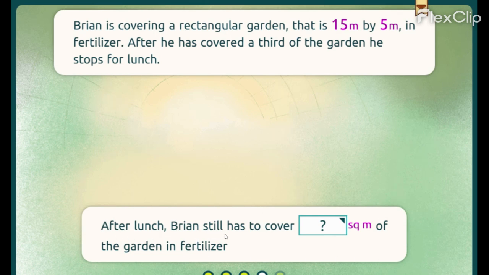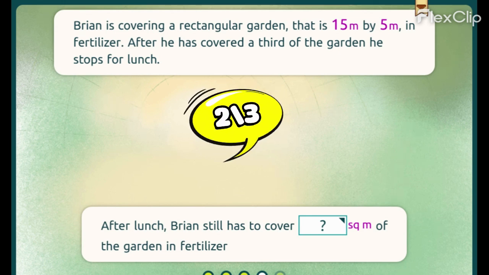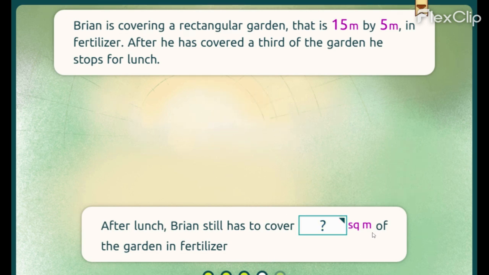After lunch, Brian still has to cover blank square meters of the garden in fertilizer. Right, we are coming back to our imaginary rectangle. We know that he has covered 1/3 before lunch break, and after lunch break, he has to cover, right, 2/3 of the garden. Not 1/3, not 3/3, but 2/3 of the garden, because the whole minus 1/3 will give you 2/3 of the garden. And we have to identify these 2/3, how many square meters would that be?